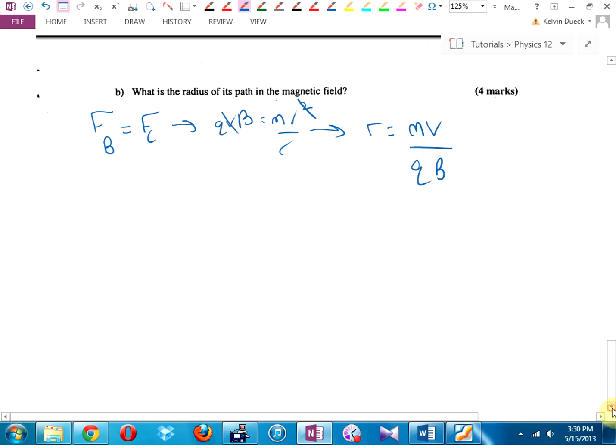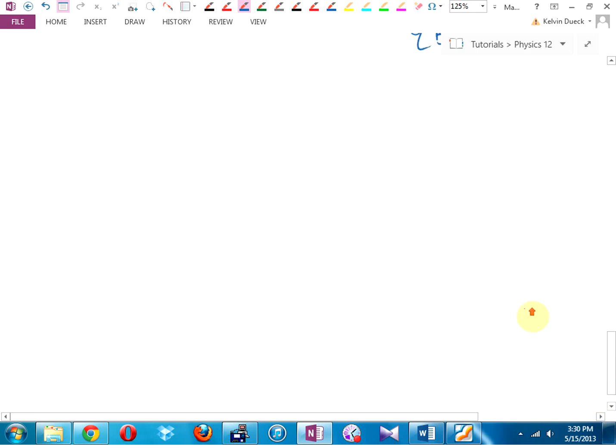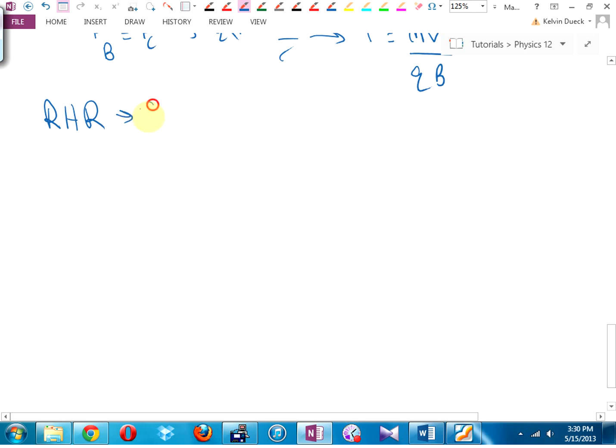Why don't you go down lower? Oh, there you go. Now you are. R stands for what? Right-hand rule.